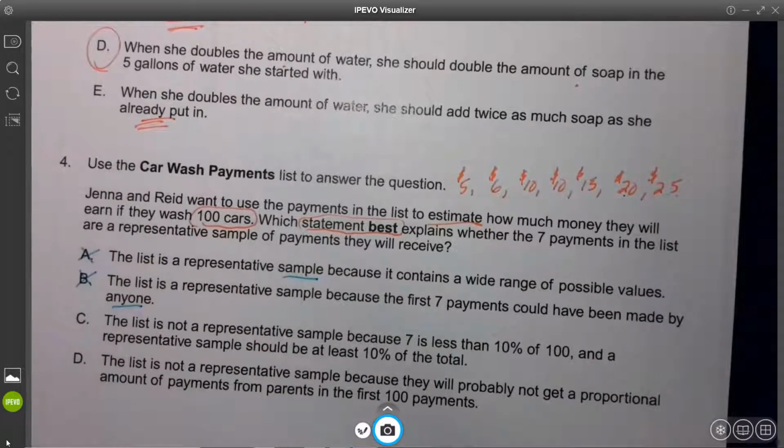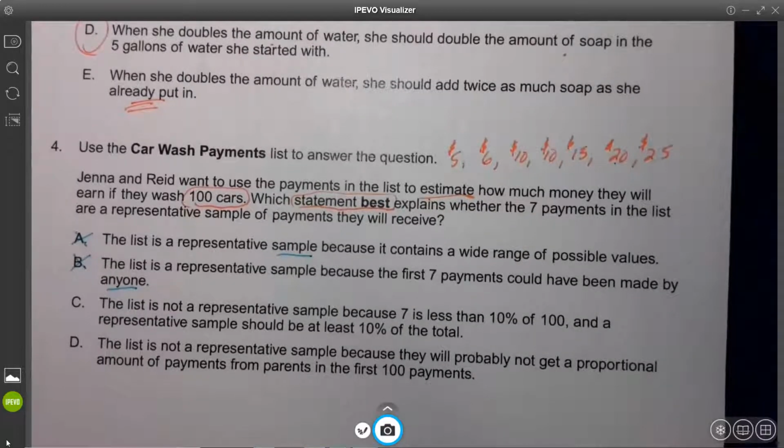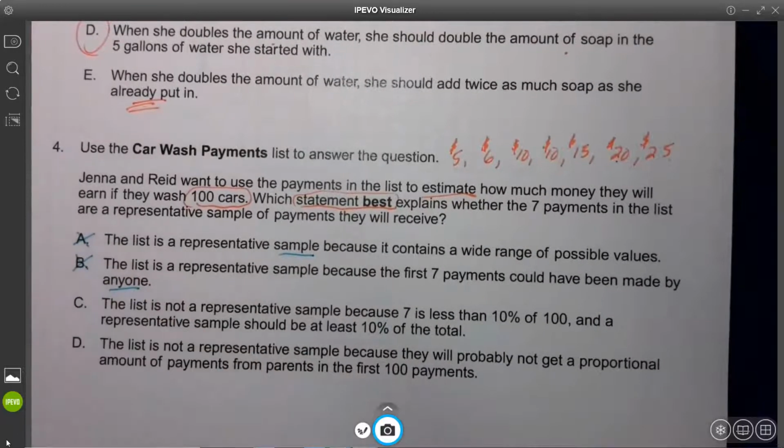C, the list is not representative because 7 is less than 10% of 100, and a representative sample should be at least 10% of the total. See, that was one I didn't know, but I don't think that's true. So I said no. And also, here's what I did. I left that one as a possibility. I went to D to see if that answered it better.